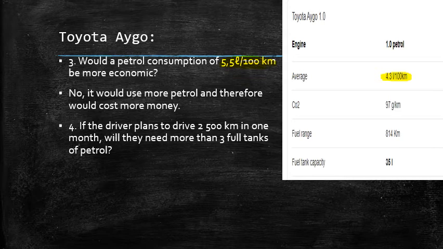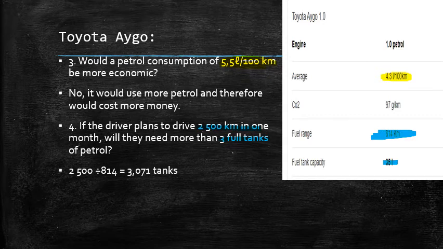If the driver plans to drive 2,500 kilometers in 1 month, will they need more than 3 full tanks of petrol? So now we know that 1 full tank is 35 liters, or we know that the fuel range is 814 kilometers. So if I take the full distance they want to travel, divide by the fuel range, so 1 tank of petrol, it gives me 3,071 tanks, which is barely more than 3, but the question asked if they need more than 3. So the answer is therefore yes, they would need more than 3 full tanks.